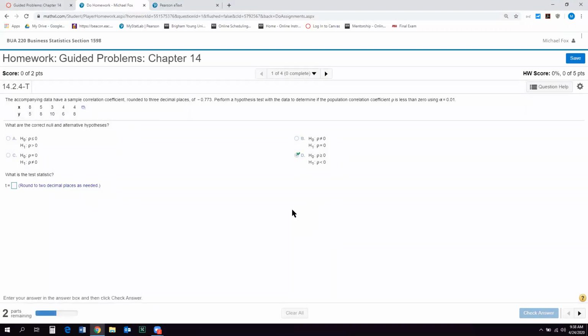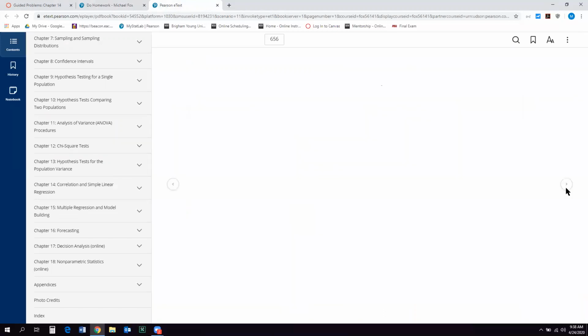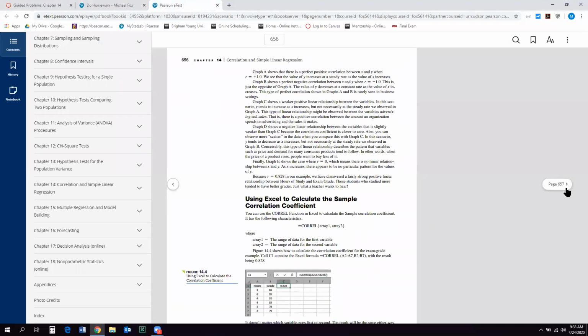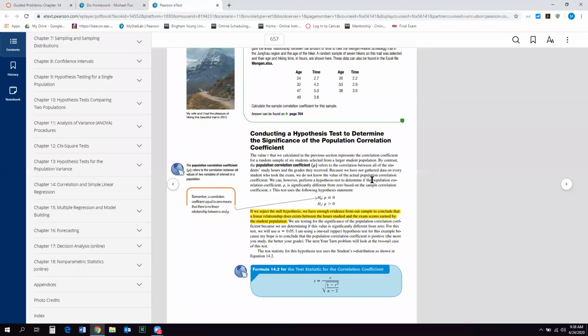All right. So the next thing we have to do is figure out the t-test statistic. So I'm going to come over here into the textbook and show you. There's a formula somewhere. So here's our formula for the t-test statistic. Can you see that? It's way on the bottom of my page. So it's t equals r over the square root of 1 minus r squared over n minus 2.